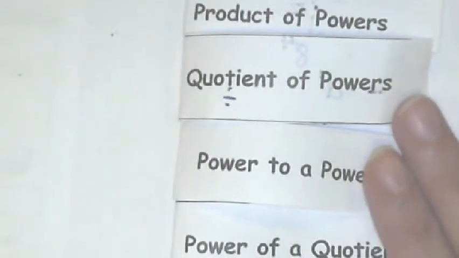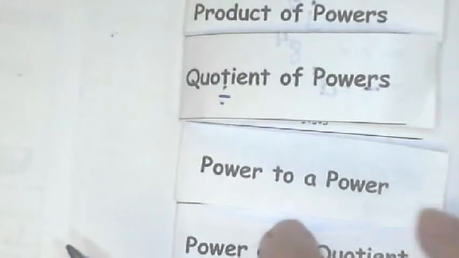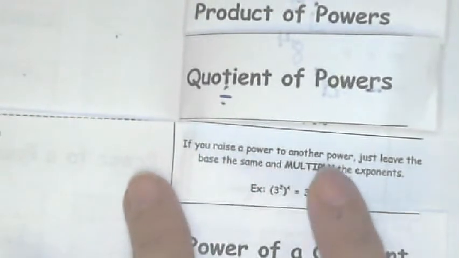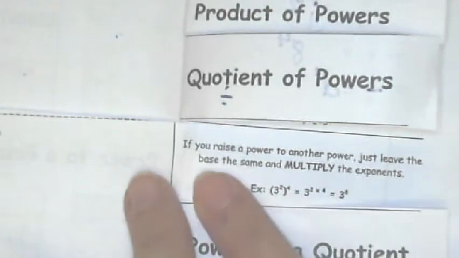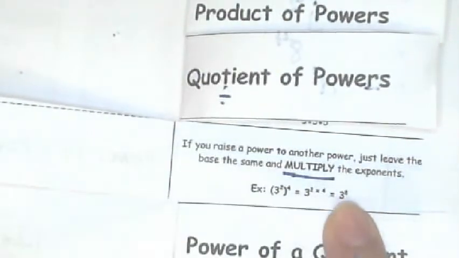Next we're going to be talking about power to a power. Power to a power means if you raise a power to another power, just leave the base the same and multiply the exponents. So again, this is power to a power.